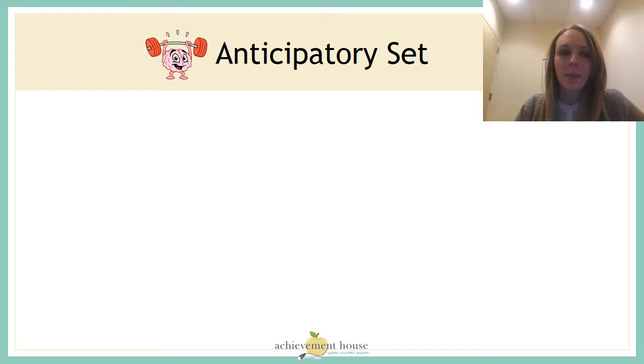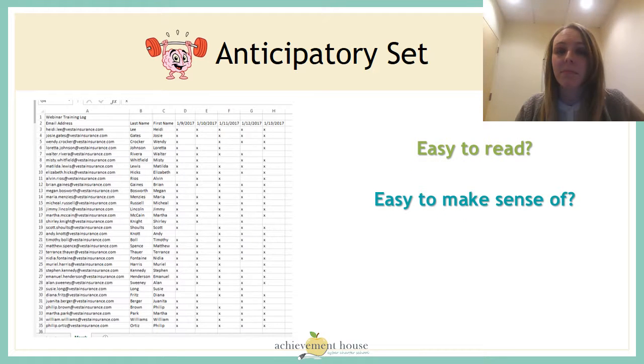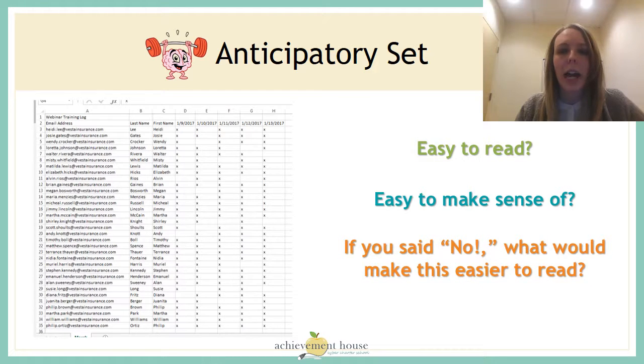Let's start with an anticipatory set. So let's pretend we have a workbook that looks like this. Now I know this is pretty small, but at first glance, does it look like it would be easy to read and make sense of? If you said no, what would you change or add to make this easier to read and understand?